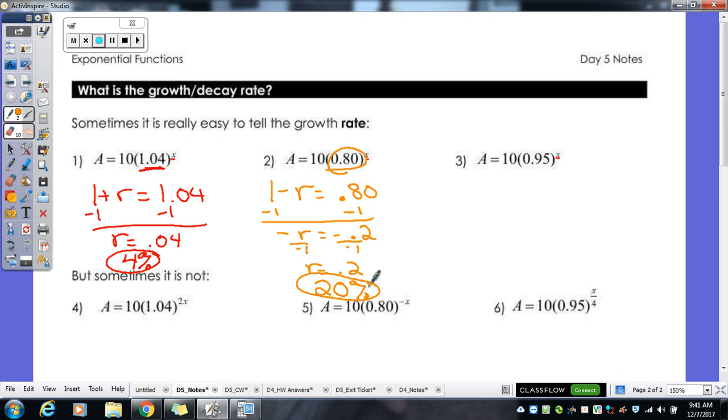How about that last one? Is that growth or decay? Decay. So again, decay would be 1 minus the rate. So again, I subtract my 1. And I would get a negative 0.05. Divide by negative 1. And rate equals 0.05, which as a percent would be 5%.